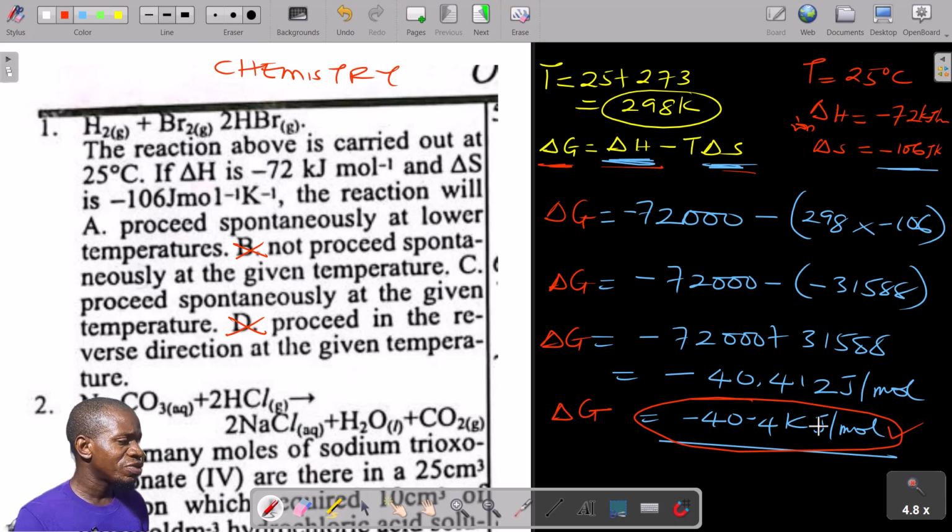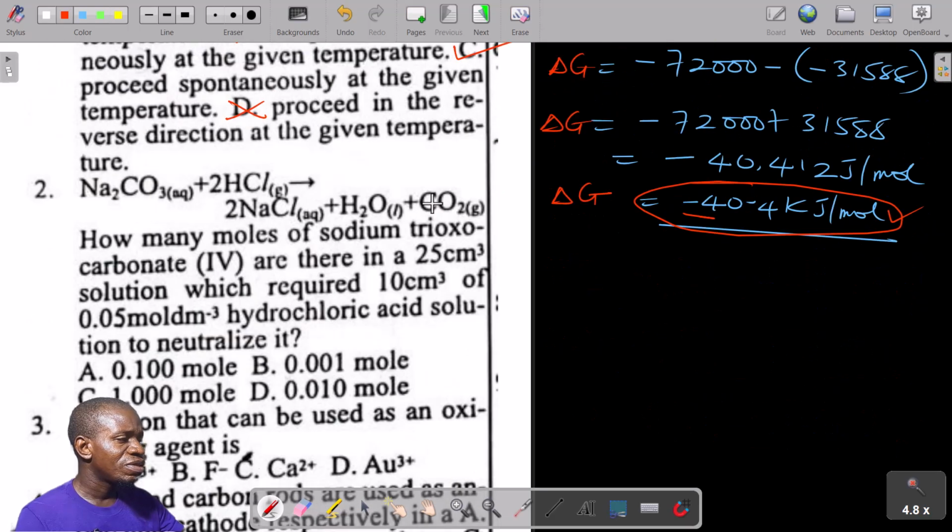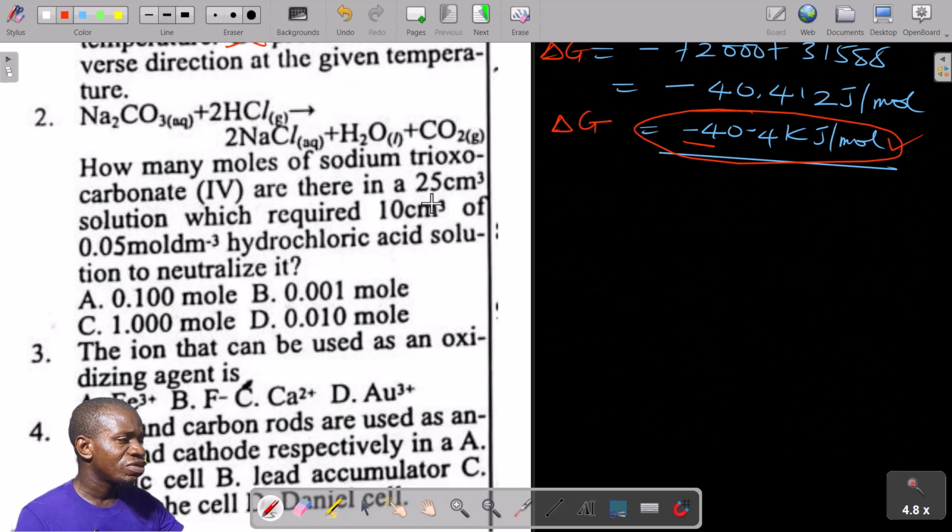That it will proceed? It will proceed at minus 40.4. So the correct option is what? Option D is the correct answer. So that is it. Let's quickly go over to the next question.